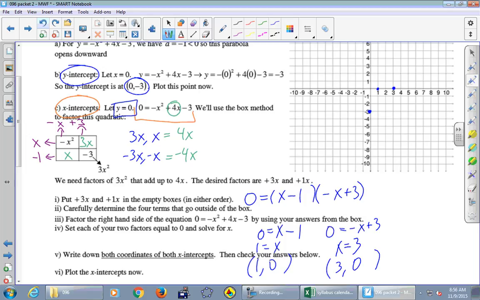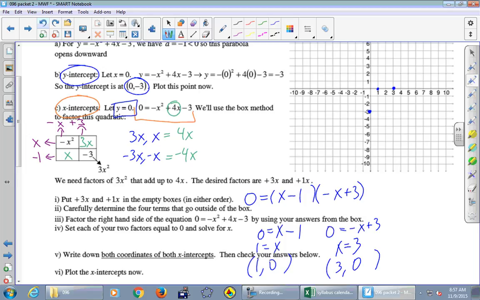Okay, so we'll pause for just a second. That is the hardest part of this whole process. Finding x-intercepts involves solving a quadratic equation equal to 0, which typically involves factoring, which is a big process, okay? It's supposed to take time to find the x-intercepts.